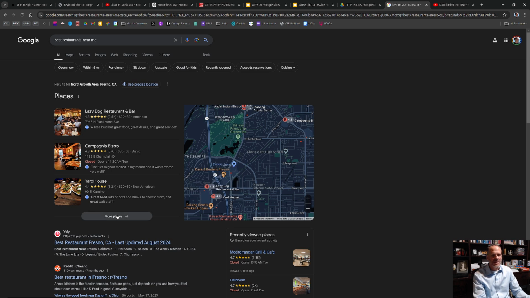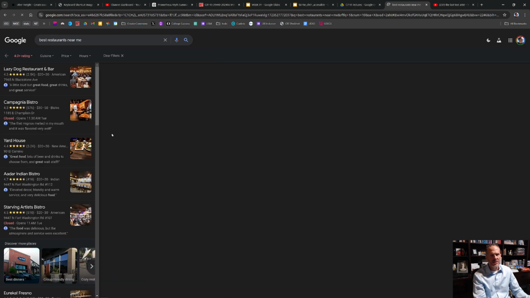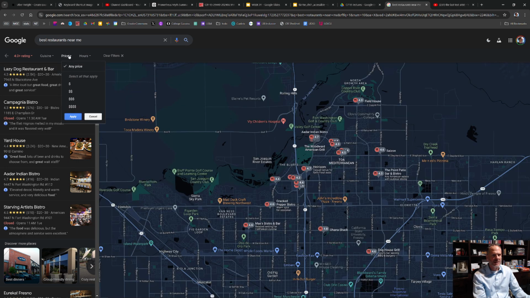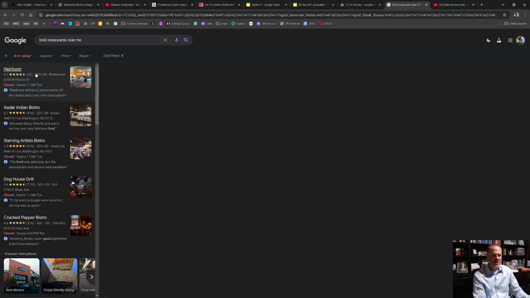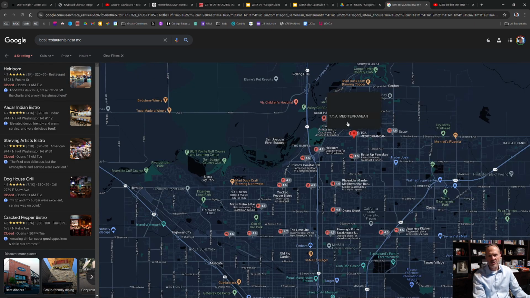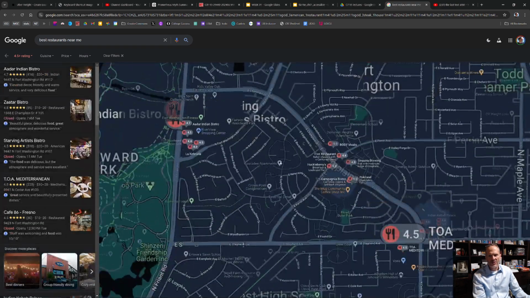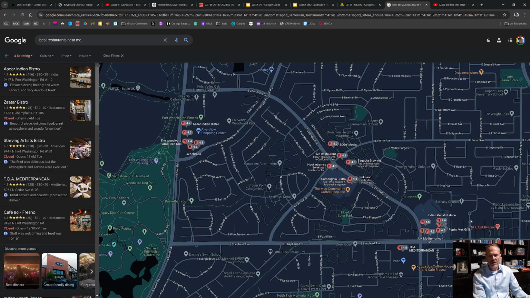Like we have ratings here. You can click on more places. You could come in here and filter it by price. You could filter it by if it's open. You could say, hey, I only want to see things that are 4.5 stars or above. You could zoom in to different areas and just see restaurants in certain areas, so you could get a closer look at restaurants in certain areas. That's really useful with a search engine.